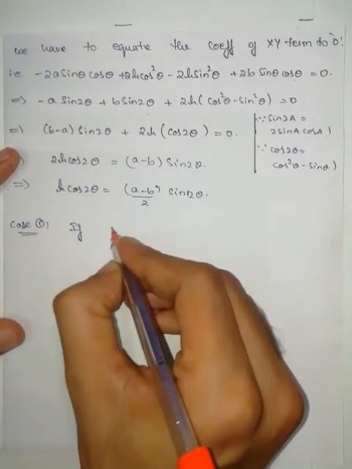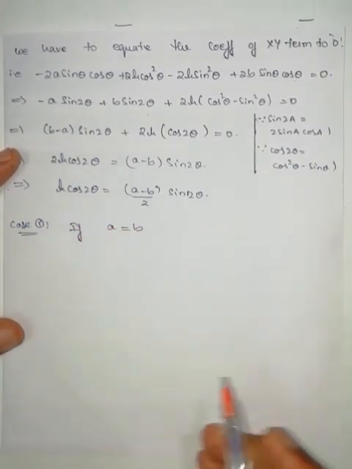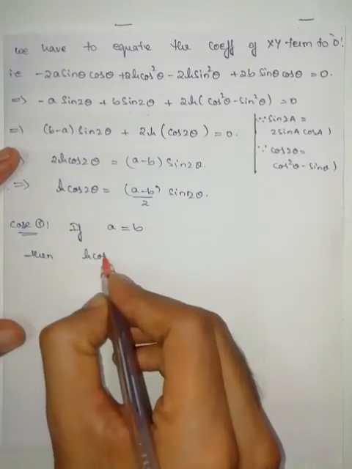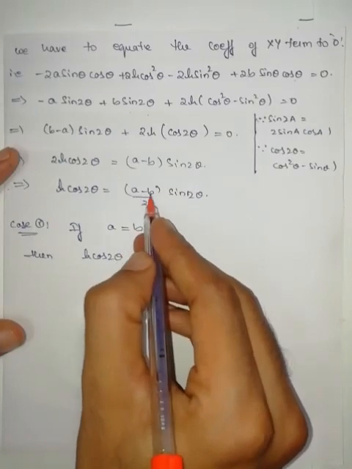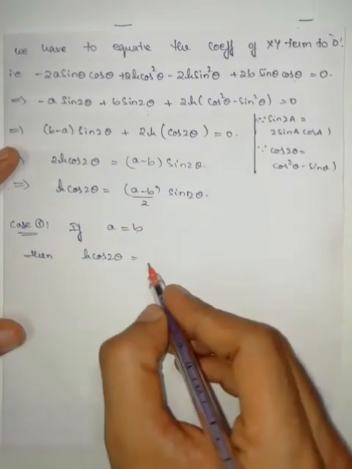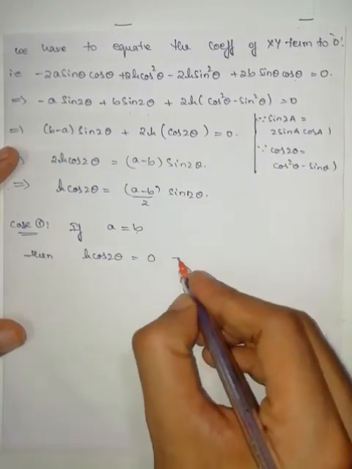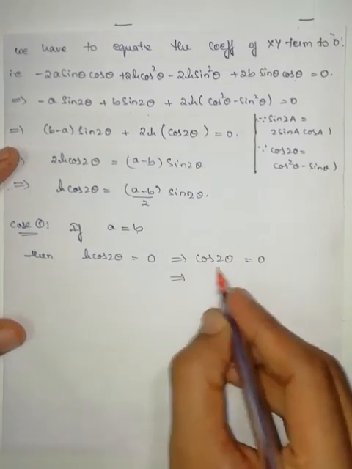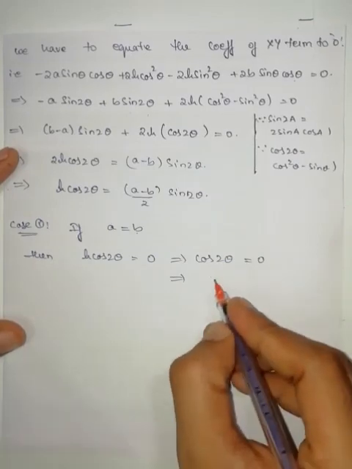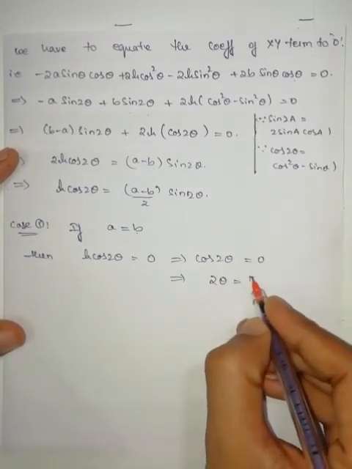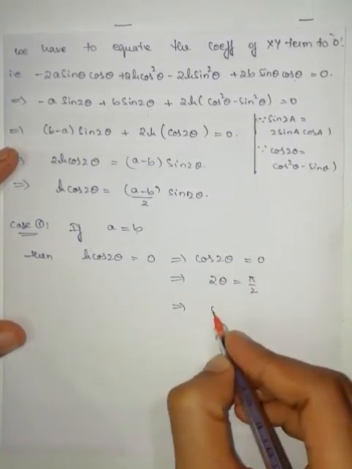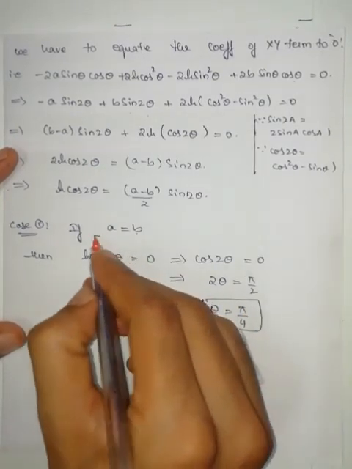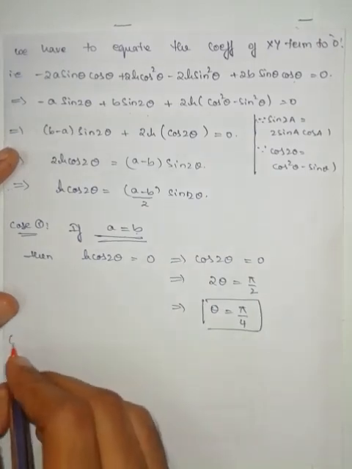Now case 1. If a is equal to b, then h cos 2 theta is equal to a minus b. Since a is equal to b, a minus b becomes 0. This implies cos 2 theta is equal to 0. Cos will become 0 if 2 theta is equal to 90 degrees. This implies theta is equal to pi by 4.